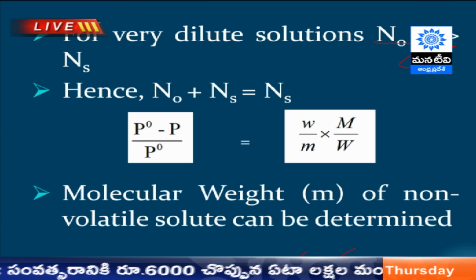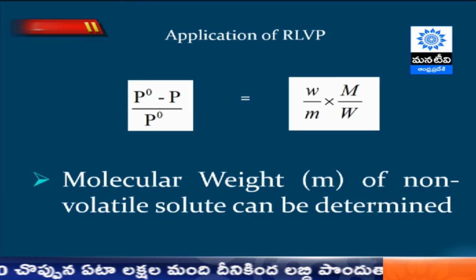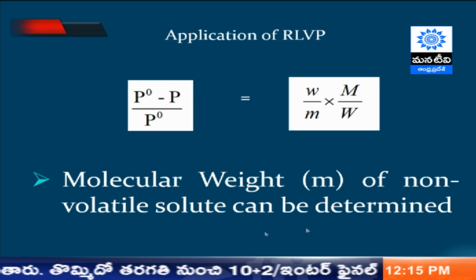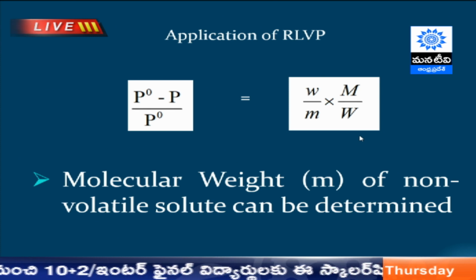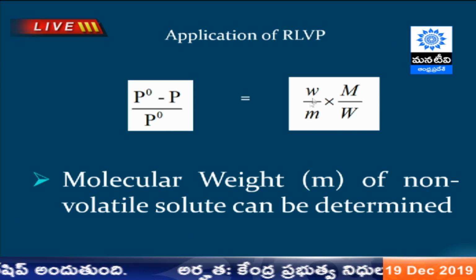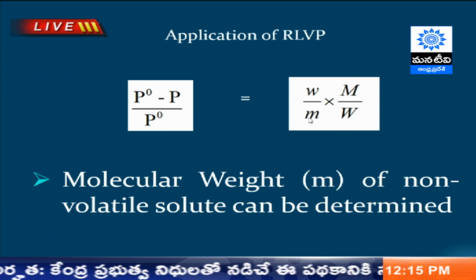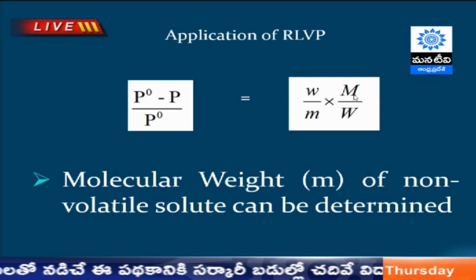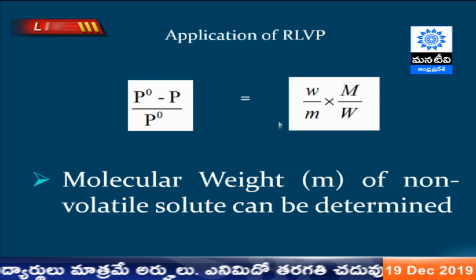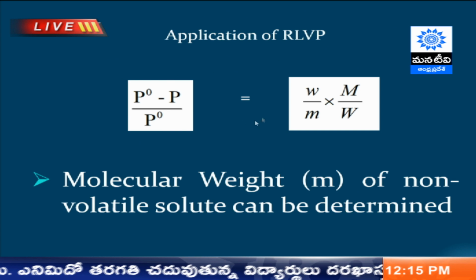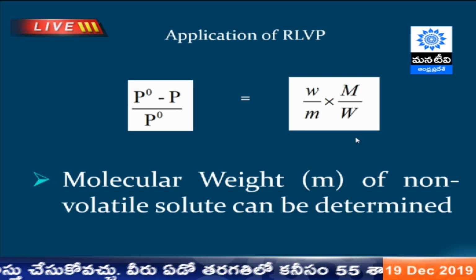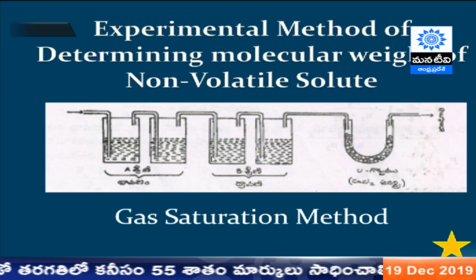Now, application of RLVP. By using RLVP, you can find out the molecular weight of the solute dissolved in the solvent. Here w represents the weight of the solute, m is the molecular weight, whereas M is the molecular weight of the solvent used and W is the weight of the solvent used. So P naught minus P by P naught is equal to w by m into M by W. If you suitably substitute, you get the molecular weight.